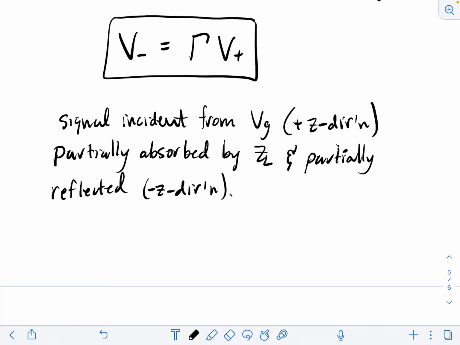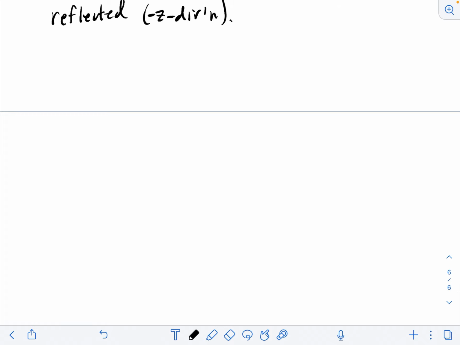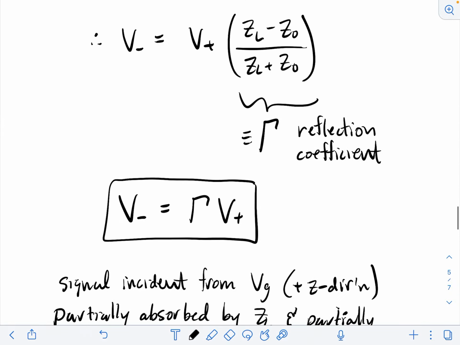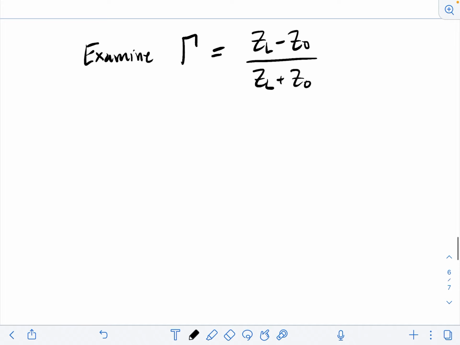Okay, let's just look at a couple of cases. So let's examine this reflection coefficient. This will be the last thing we do today. Let's just remind ourselves what it looked like. It was ZL minus Z naught divided by ZL plus Z naught. So a couple of, let's call them, special cases.